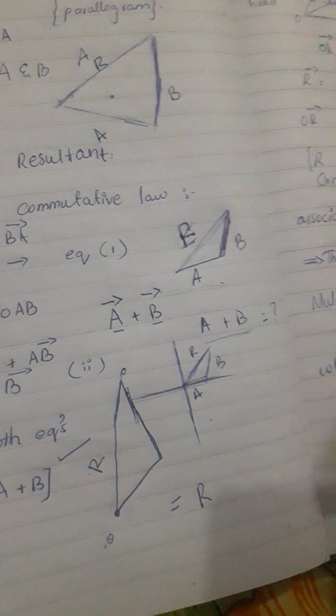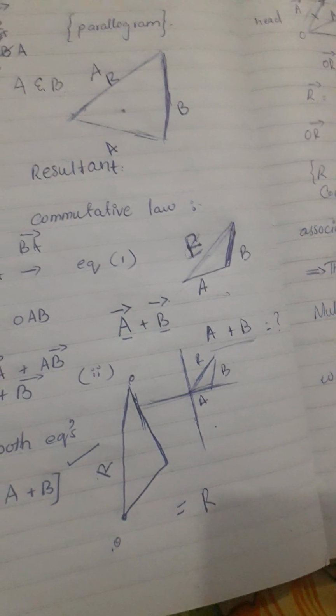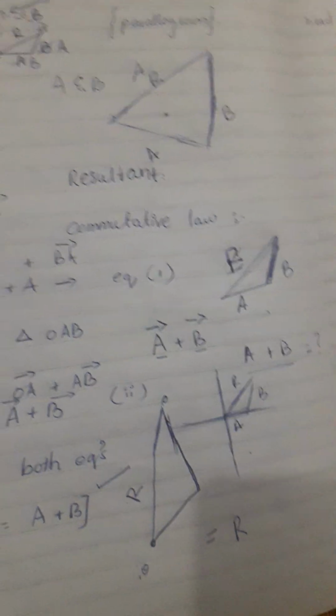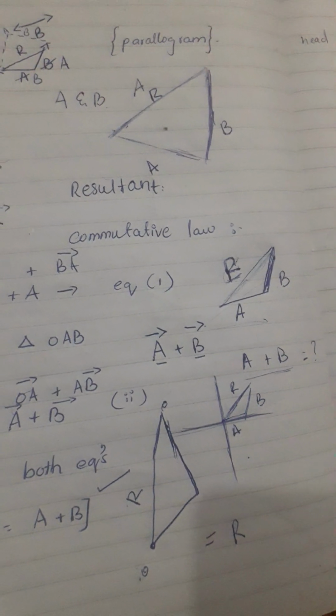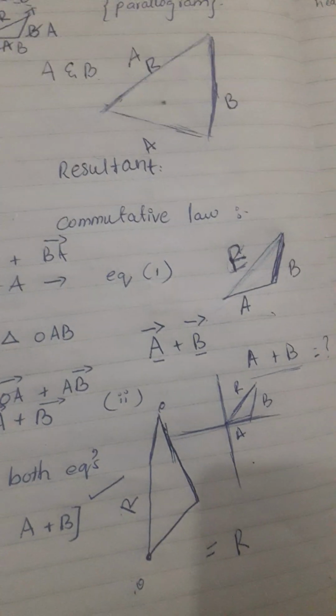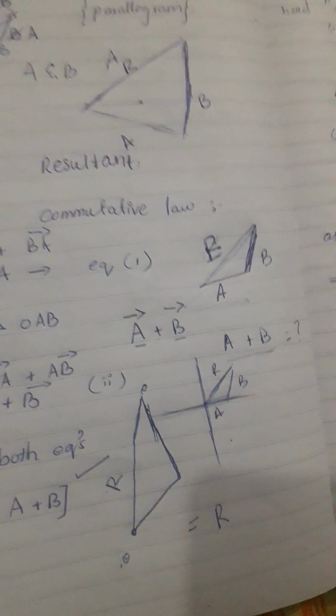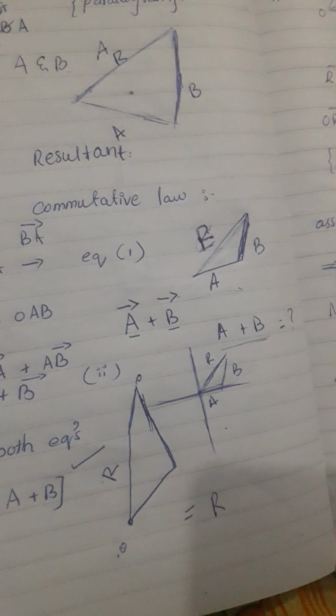Meanwhile, here a rule applies, that is the rule of head to tail. Basically, it says that a resultant joins the tail of point B and starts from the head of point A. That's how simple it is.